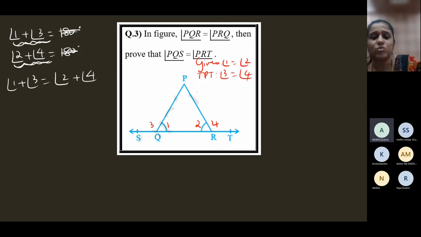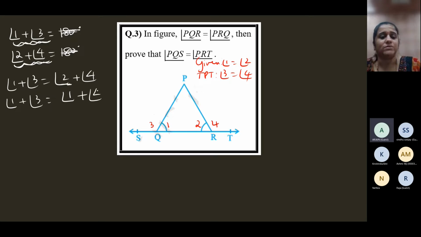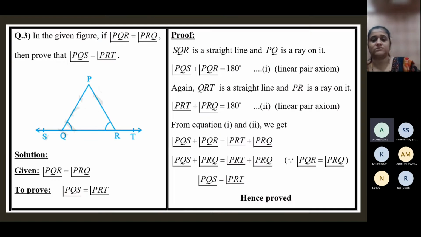But we are given that angle 1 is equal to angle 2. So instead of 2, you can write 1 because 1 and 2 are equal. So instead of 2, I'll write 1 only, plus 4. The 1 on either side gets cancelled and you get the result angle 3 is equal to angle 4. Take down, children.